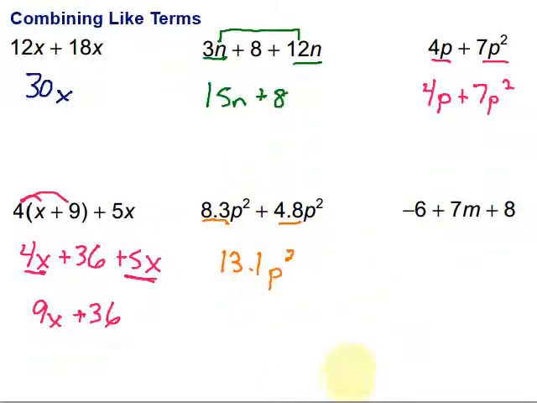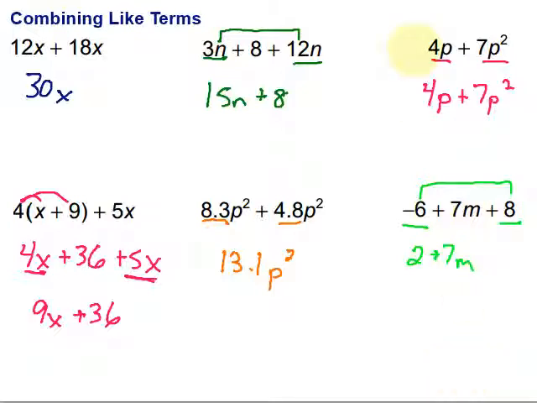Then, this last one, well, sometimes we might have situations where the numbers don't have variables. Remember, we call those constant terms, and constant terms are like terms. So here we have a -6 and an 8. Well, I can combine those. So -6 plus 8 is going to give me 2, and then the 7m, there's no other m stuff, so that's just going to come along like that.